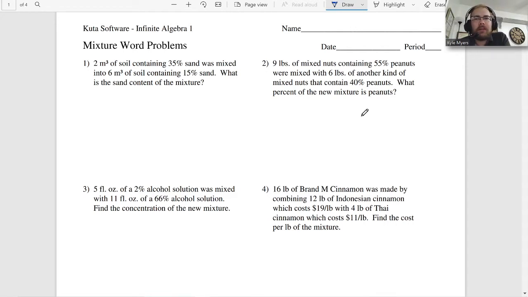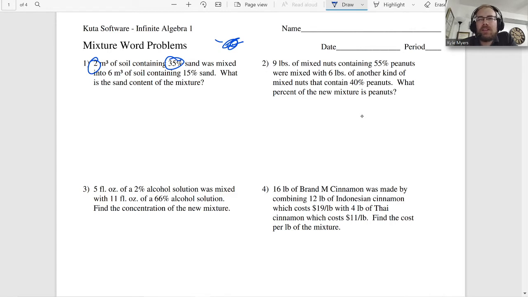So let's just stop right there. We've got 35% sand and 2 meters cubed of soil, right? Get my pen to mark here. There we go. So 2 meters containing 35% sand. If we want to figure out how much sand there is, that is something we need eventually, because that's how all these problems go. You want to figure out how much actual sand is in there.